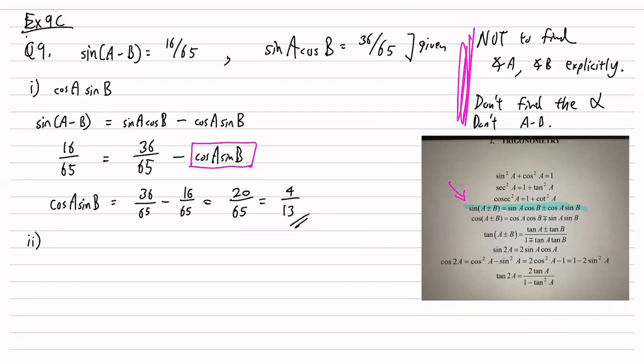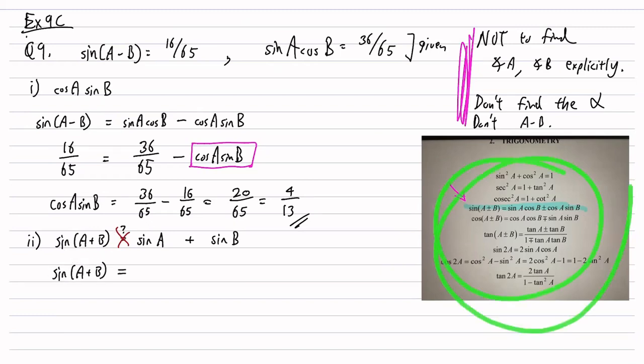How about part 2 now? Part 2 asks you to find sine A plus B this time. Remind me again, is this the same as sine A plus sine B? Are they equal? No, definitely not. Very good. So what is it equal to? Sine A plus B equals sine A cosine B plus cosine A sine B.